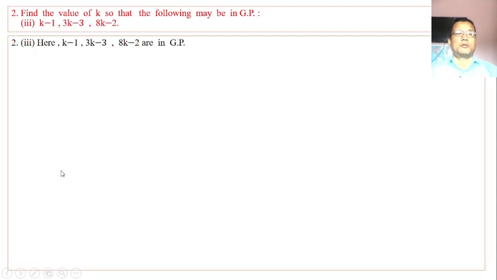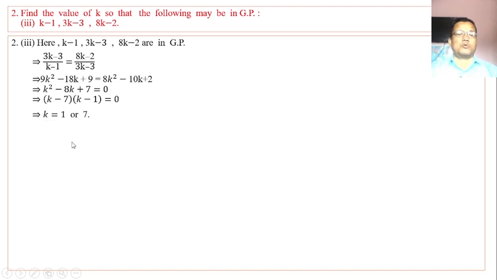Roman number 3. These are in GP, therefore second term divided by first term equal to third term divided by second term. Cross multiply and expand and solve, we get the quadratic equation in k. Factorize, we get k equal to 1 or 7. When k value is 1, the first term is 0, the second term is 0. But k equal to 1 is invalid as it makes first and second terms zeros. Only the k value 7 is meaningful, so k is 7.